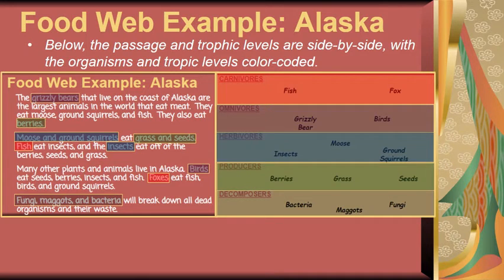In the third paragraph, birds eat seeds, berries, insects, and fish. So that would make the birds omnivores. And foxes eat fish, birds, and ground squirrels. So that would make those carnivores. And then in the last paragraph, fungi, maggots, and bacteria will break down all dead organisms and their waste, making them decomposers.